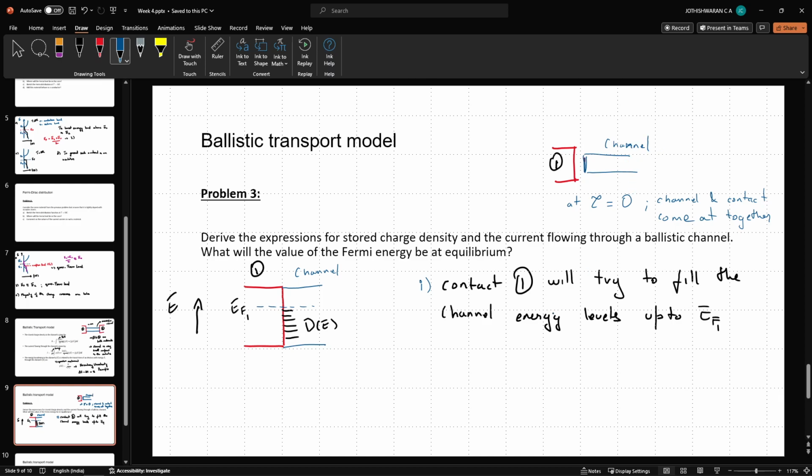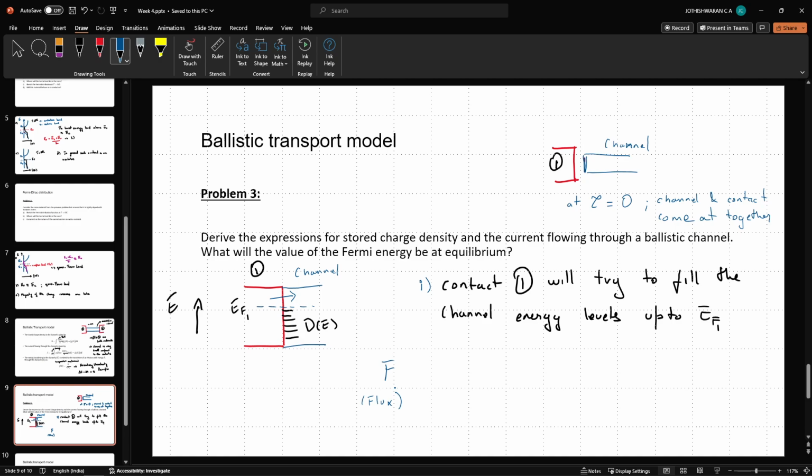Okay, so now what will happen? First we have to find out how many electrons move from here to here. So this is the first thing that we have to find out. So the flux, so F here denotes the flux of electrons. So flux is defined as number of particles moving through a unit area depending on the dimension.